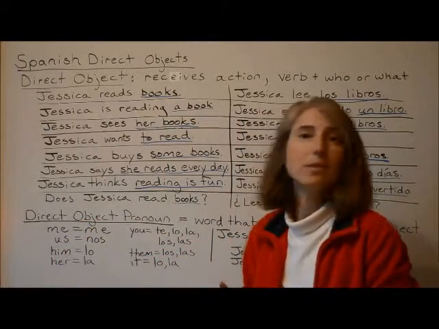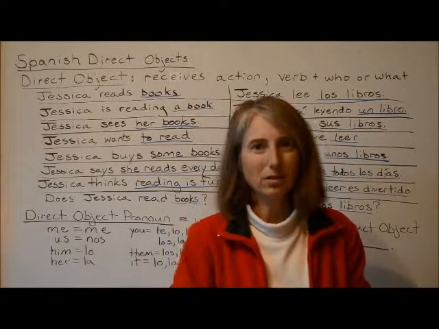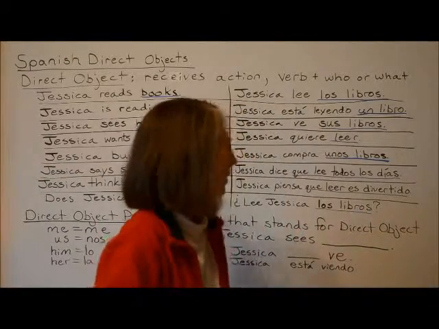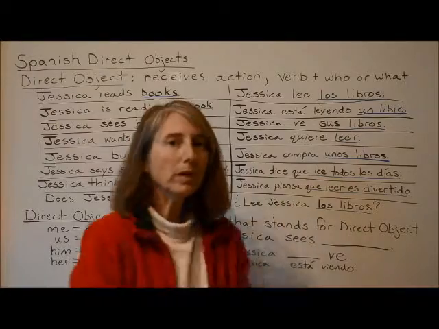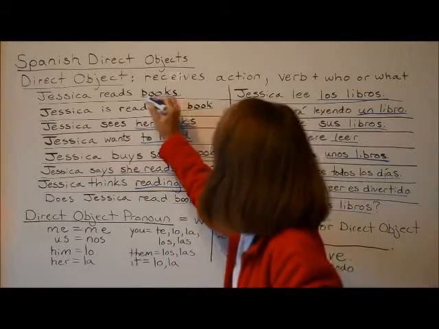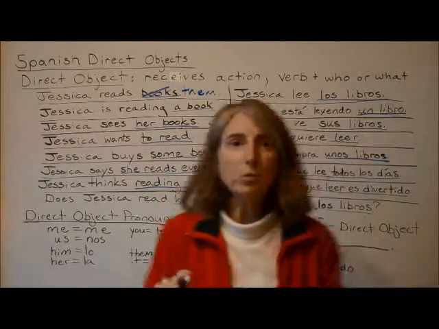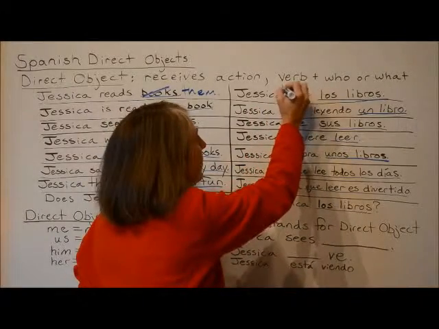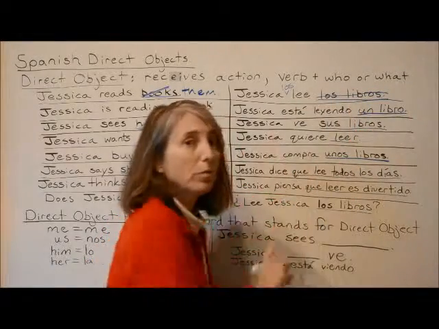We're going to substitute a direct object pronoun, and it's going to be los. But the problem is in Spanish, we don't put the pronoun in the same place as we put it in English. So we're going to practice putting that pronoun in a different location. It would be before the verb. So in English we could say Jessica reads them. But in Spanish we would say Jessica los lee. It comes before the verb.